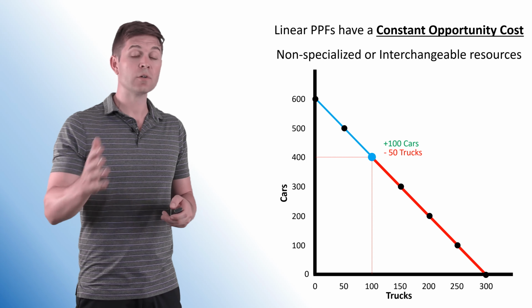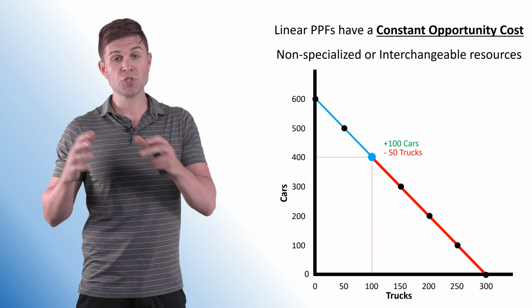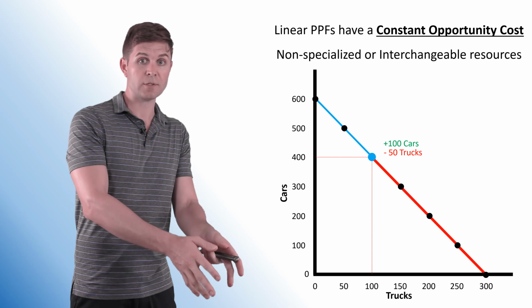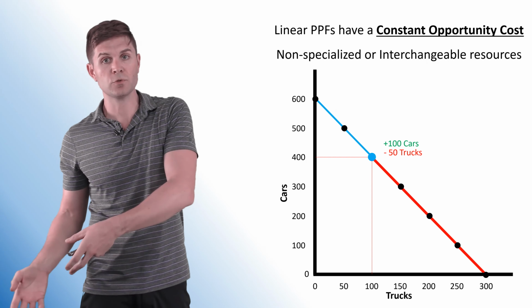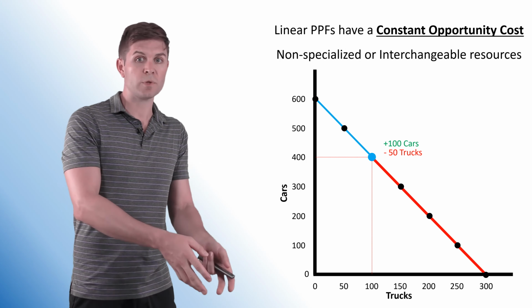And this continues on because our workers are not specialized. The guy that makes the cars can also produce the trucks. The machine that makes the car parts can also make the truck parts. The resources we use to produce one are also the resources we use to produce the other. So they are non-specialized or very interchangeable. So that constant opportunity cost will continue all the way up the frontier.